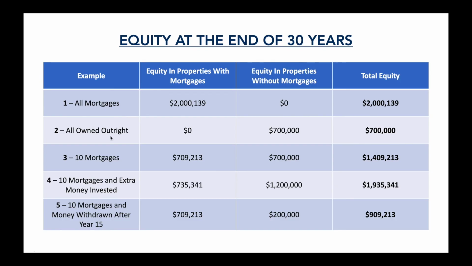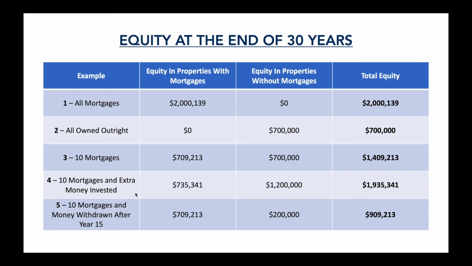Now for example 2, when you own everything outright, the equity in properties with mortgages is $0 because you have no mortgages, and the equity in properties without mortgages is $700,000 for a total of $700,000. In example 3, your equity in properties with mortgages is $709,213. Your equity in properties without mortgages is $700,000 for a total equity of $1.4 million.